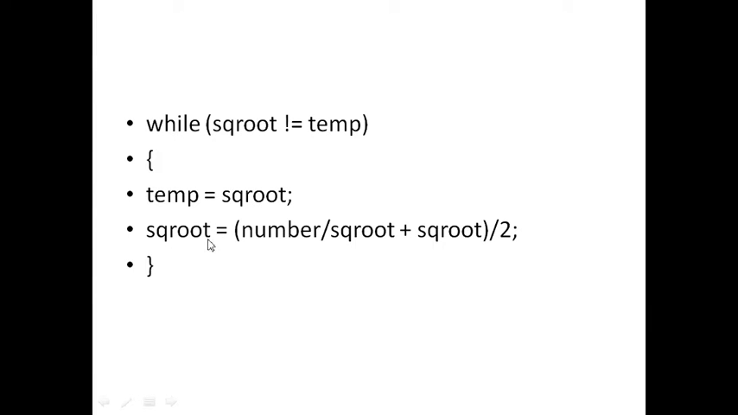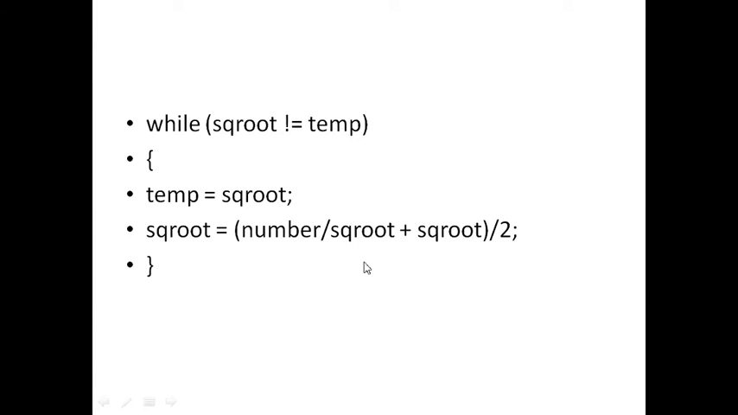So initially temp is equal to square root. Then square root is equal to number divided by square root, plus square root, divided by 2. So that is the reason. So 4 into 4 is equal to 16. So 4 and 4 both are equal. So every time it is divided by 2. So number divided by square root plus square root.